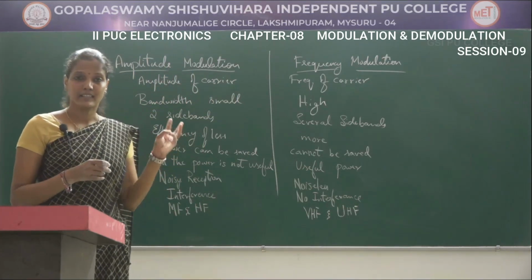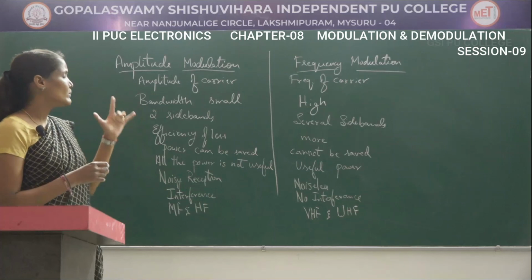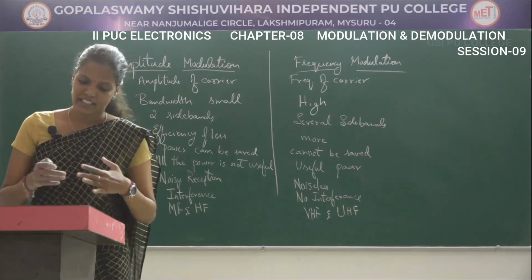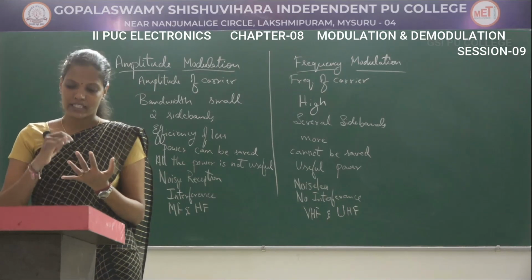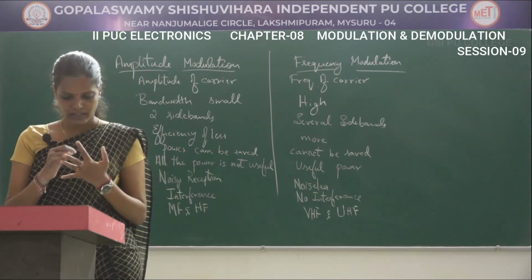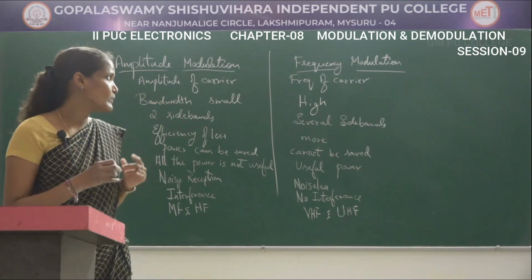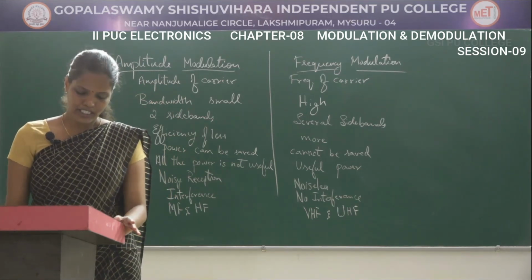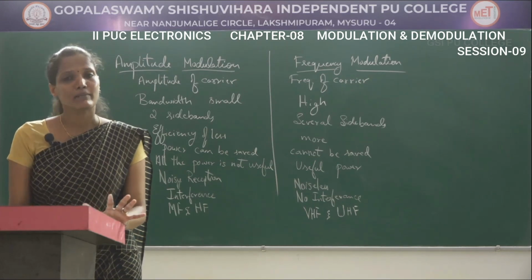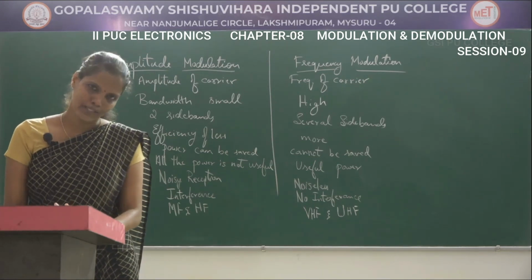And the last difference is that in amplitude modulation, the propagation, that is the forward travel of the radio signals, is by means of direct waves, sky waves and ground waves, whereas in frequency modulation it is only through direct waves. So these are some of the differences between amplitude modulation and frequency modulation.